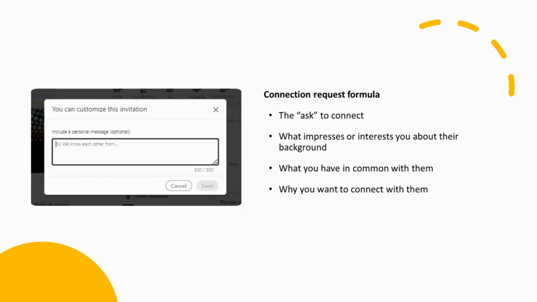So here's the formula that my clients on the Straight to Shortlist Challenge have used, and it's a formula that has meant that between 40 to 60% of people have actually said yes to connect. So here's the formula. You need to include the ask to connect, what impresses you or interests you about their background, what you have in common with that person that you want to connect with, if possible, and why you want to connect with them.